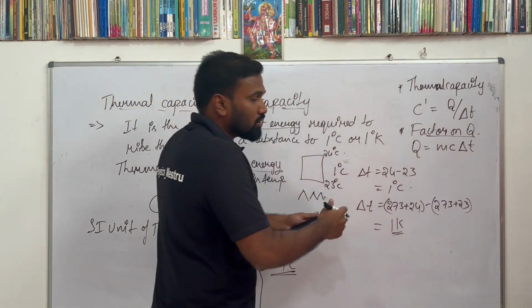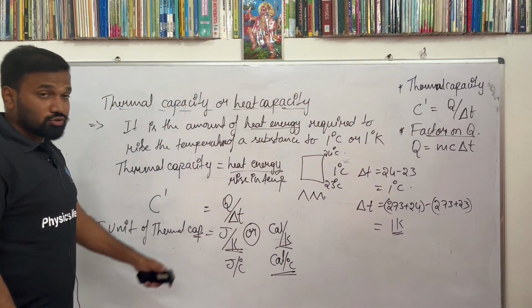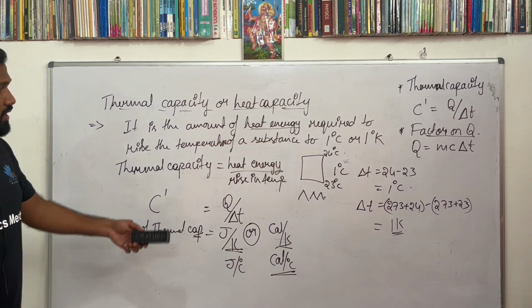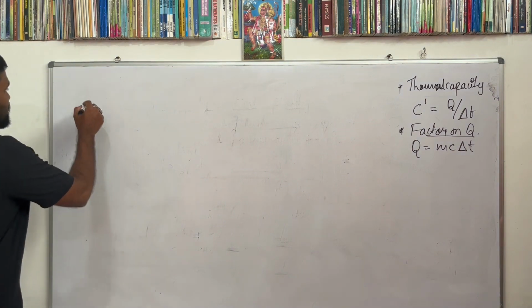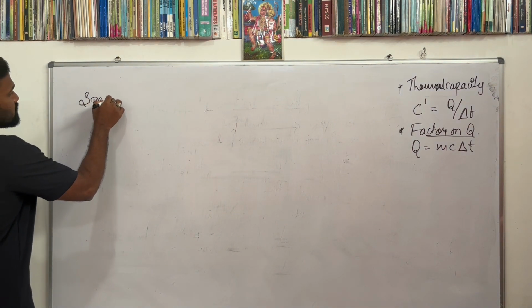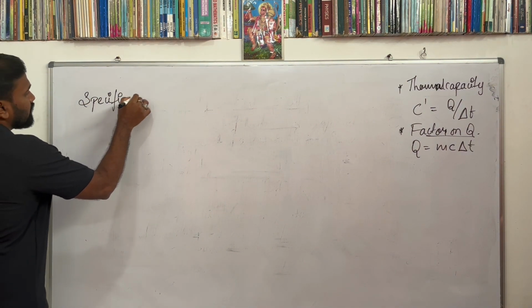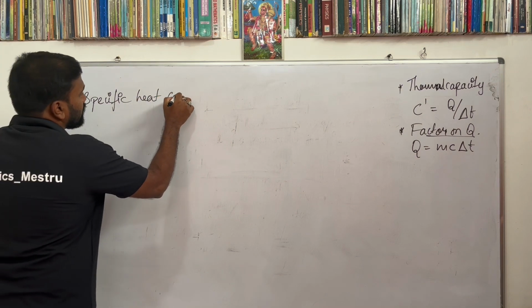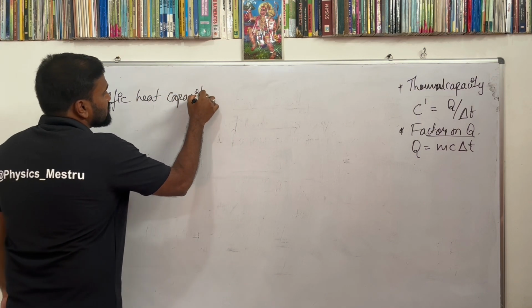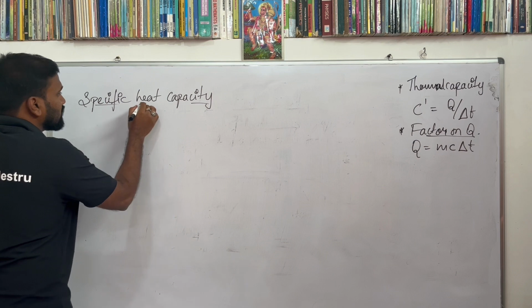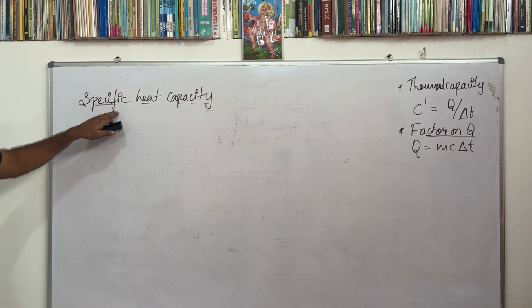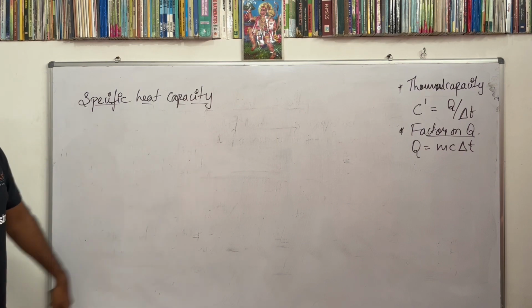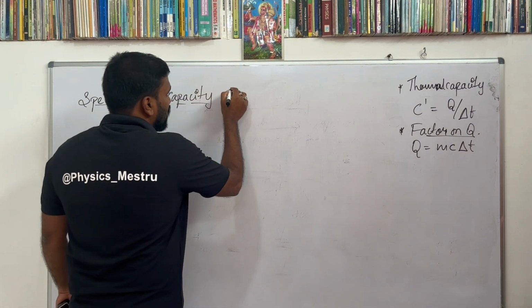Okay, so these two are the formulas or mathematical equations we have concluded so far. Now let us move to the next concept, that is specific heat capacity. As we discussed in the factors affecting the heat absorption to raise the temperature, there we came to know that the specific heat capacity is denoted by small c.